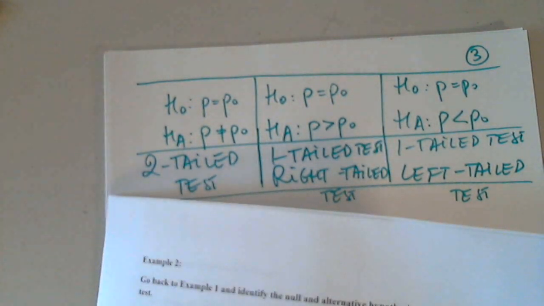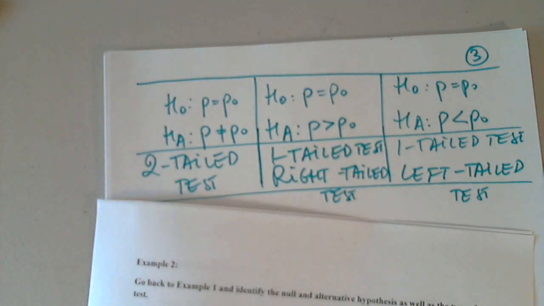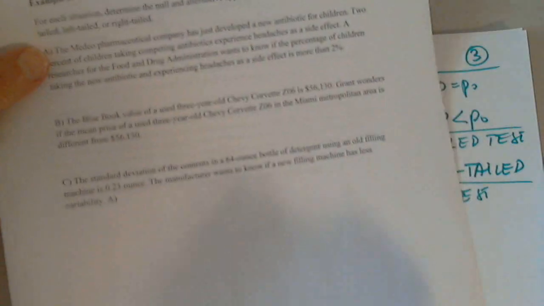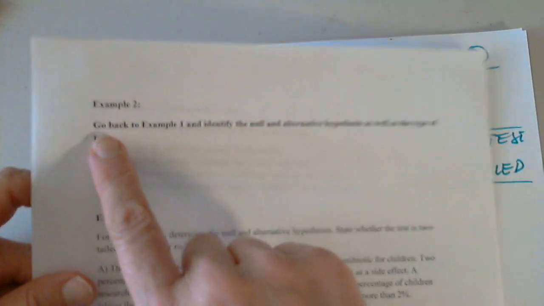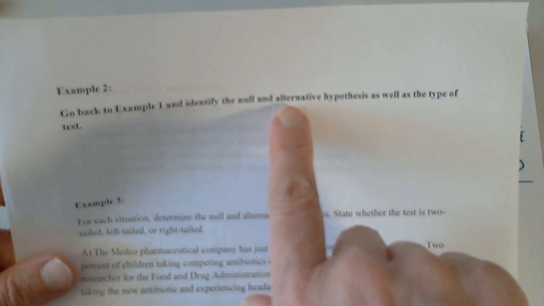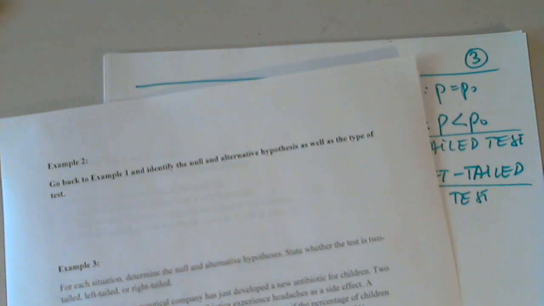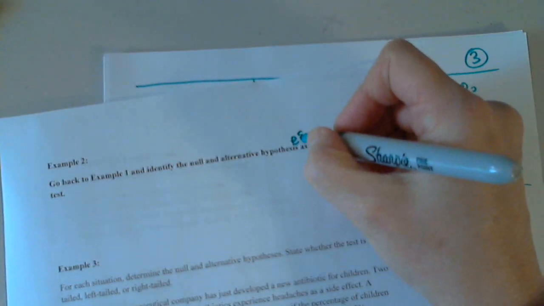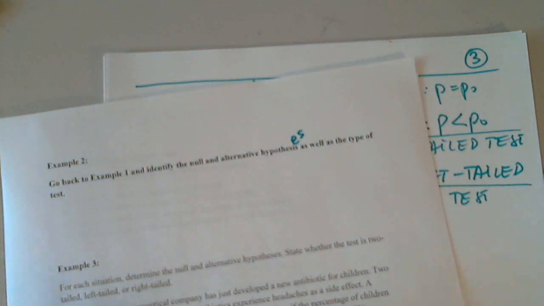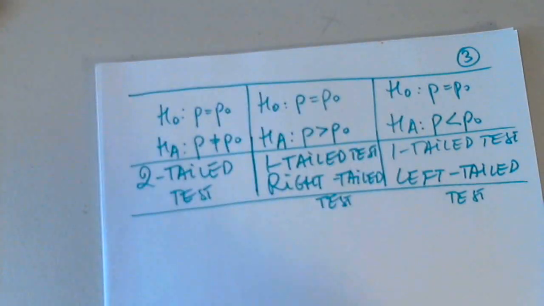Okay, so now I would like us to go back to example 1. I'm at the top on page 3, at the very top. It says go back to example 1 and identify the null and alternative hypothesis. And now I need an ES, LS, as well as the type of test.